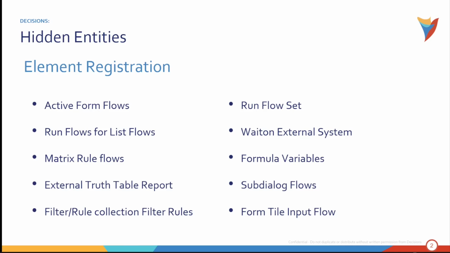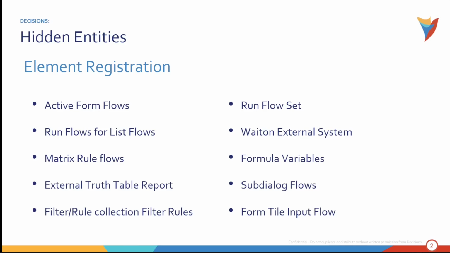Popular things like active form flows, for example: you're building out a form and then you add an active form flow, which is a flow that's meant to trigger and be working inside that form. The flow that's associated with our run flows for list. When you set up a matrix rule, the left columns and the top rows, or the top columns and left rows, that correspond to the matrix rule are actually flows that get run. So all these things are hidden.